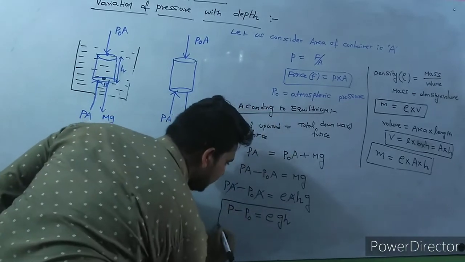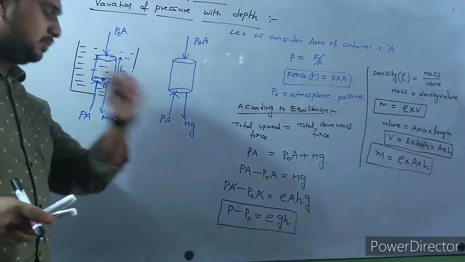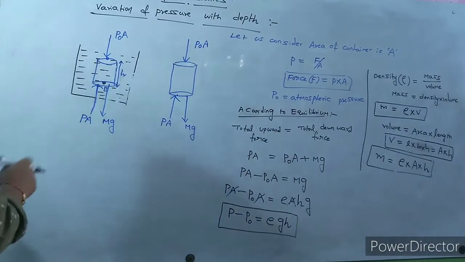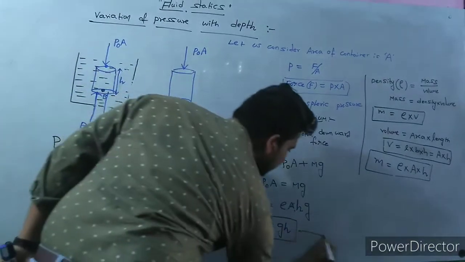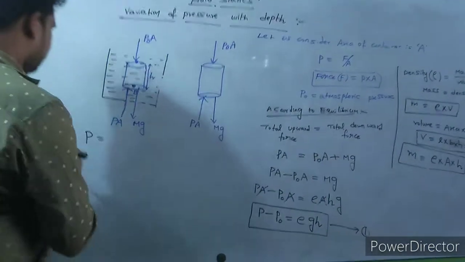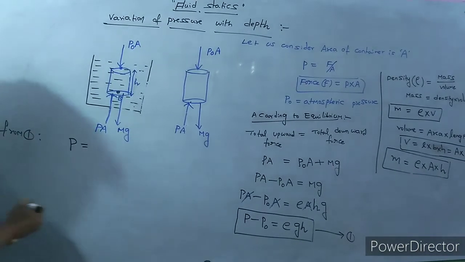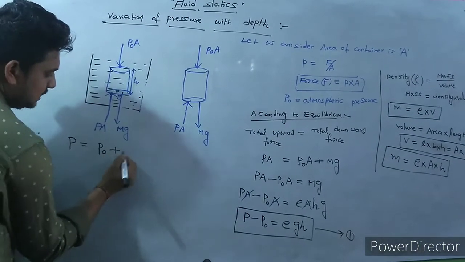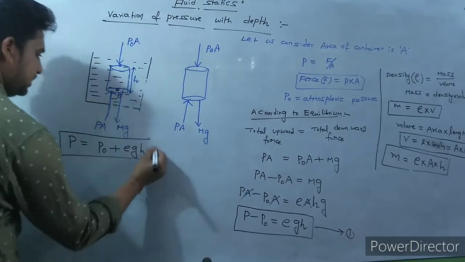P minus P naught is equal to rho gh. So this is equation 1. From 1, P is equal to P naught plus rho gh. So this is a very important equation.